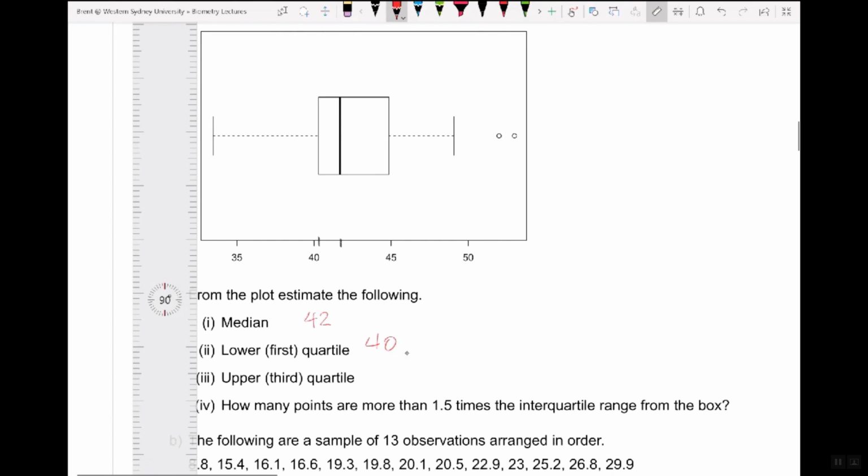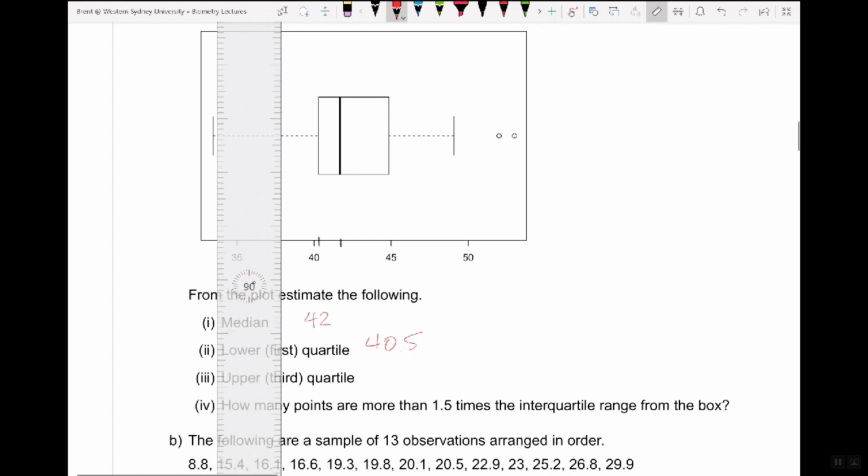You could probably say 40 and you'd be fine. I might say 40.5. But again, it's very clear to the examiner that I know what I'm doing. I've clearly identified where the lower quartile should be and followed it down to the x-axis. Okay. Next one, upper quartile, exactly the same thing.